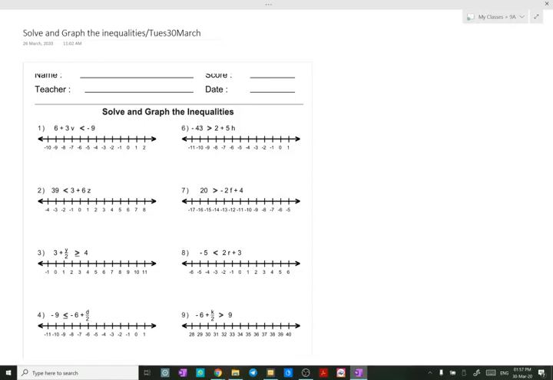Today we're going to recall solving inequalities. What's the difference between solving an equation and an inequality? So if I have this equation, 2x plus 4 equals 0, and I want to solve for x.